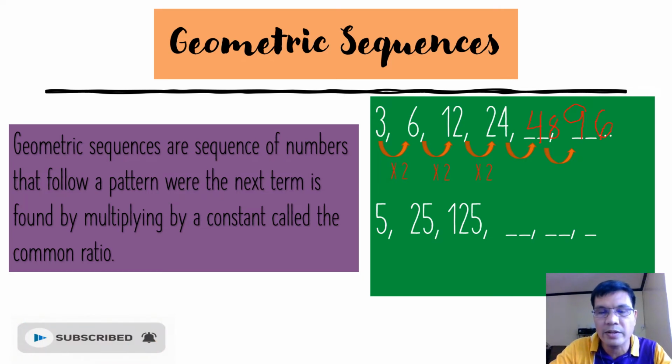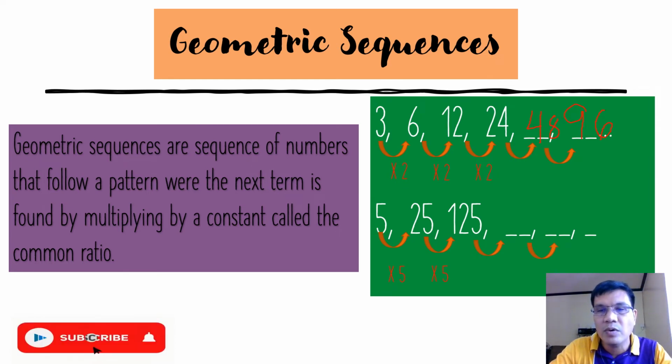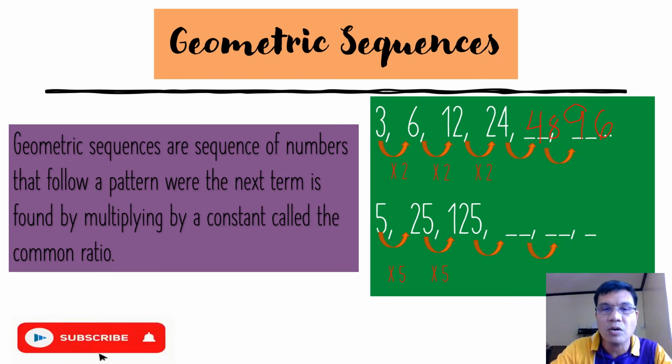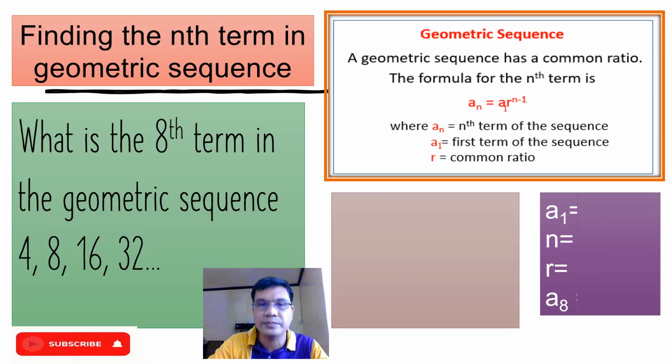How about this one? 5 becomes 25. So what do we do? That is 5 times 5. It's 25. And 25 times 5 becomes 125. And 125 times 5 to get the fourth number. So, the same, minumultiply lang natin sa isang constant na tinatawag nating common ratio.